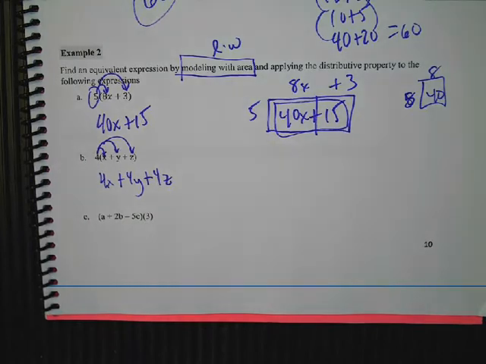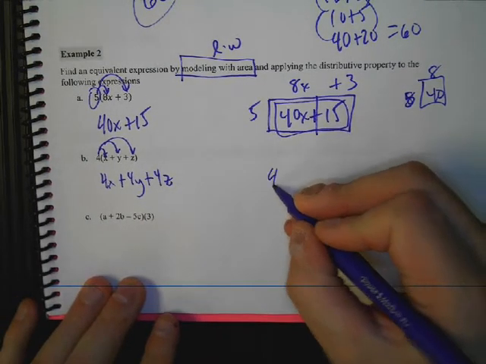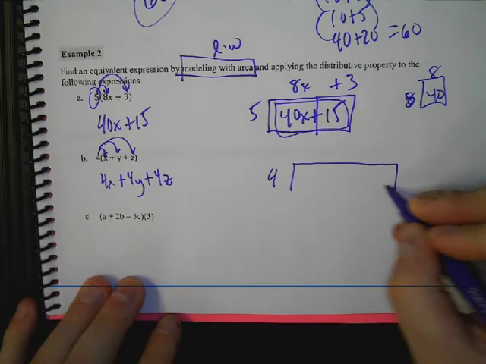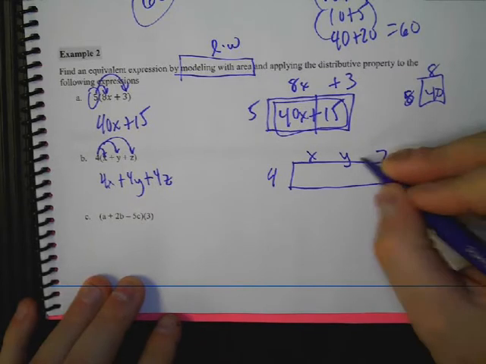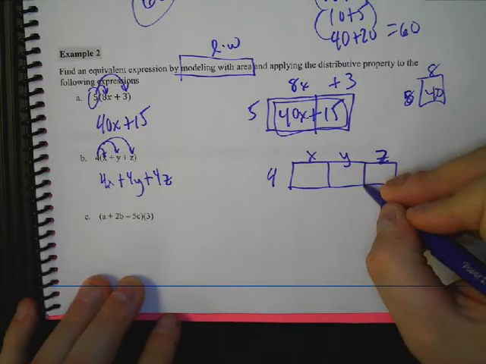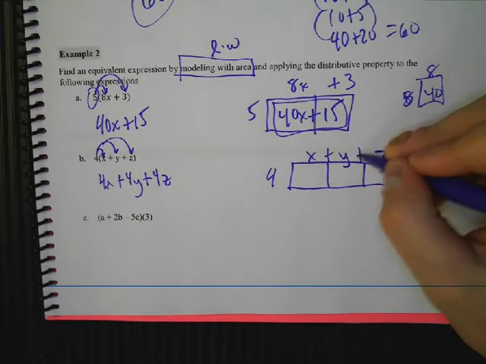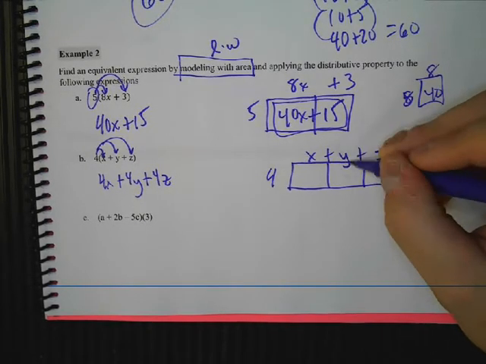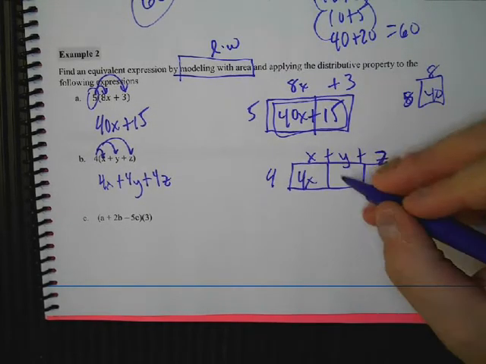And here's the area model. 4. I'm going to make this rectangle a little bit longer because I have this broken into 3 terms. Okay, so I have x plus y plus z, and I just use the pluses here as a break point. So here I'm going to have 4 times x, 4x, 4 times y, 4y, 4 times z, 4z. Okay, so you get the same thing.